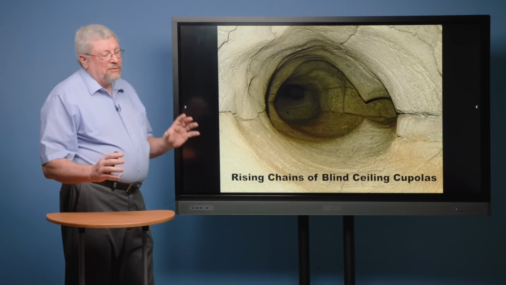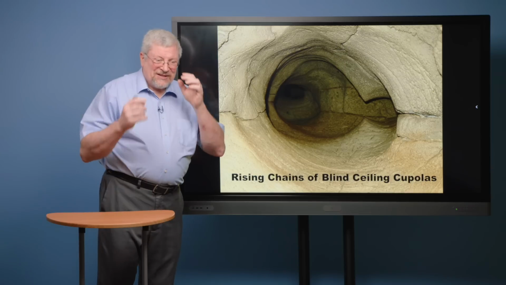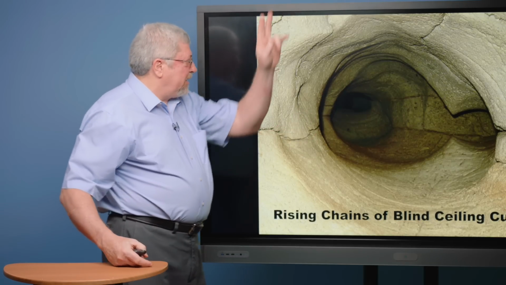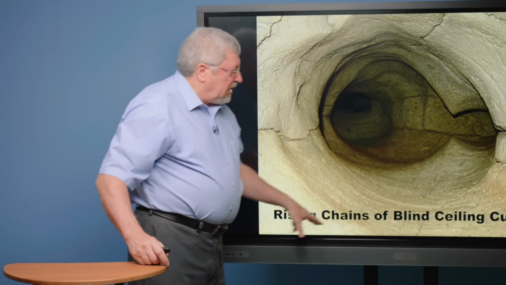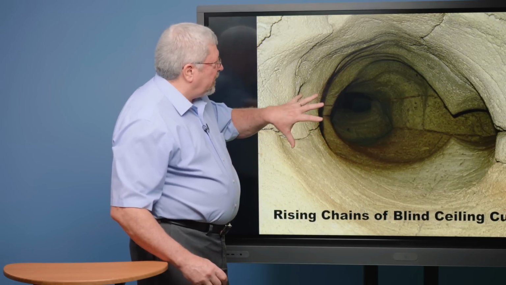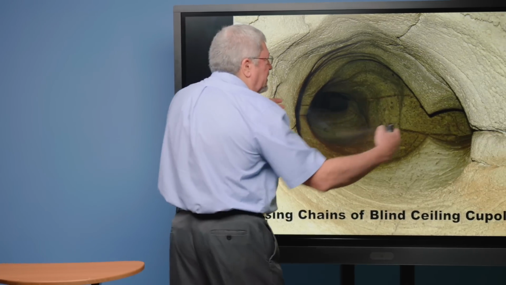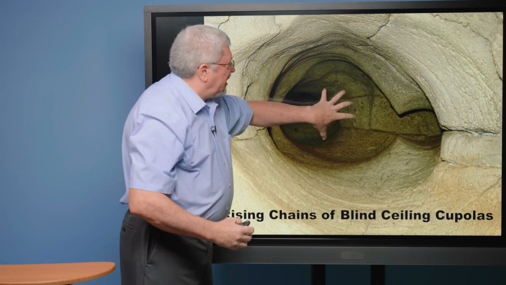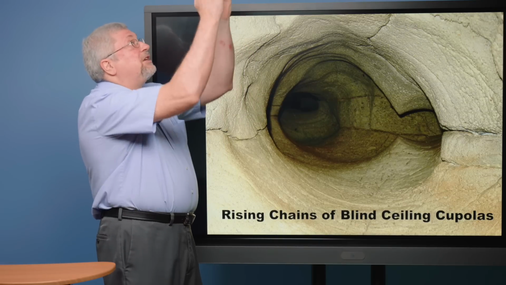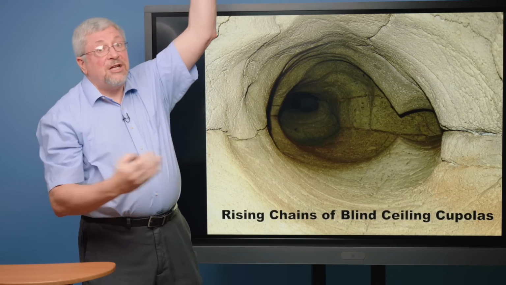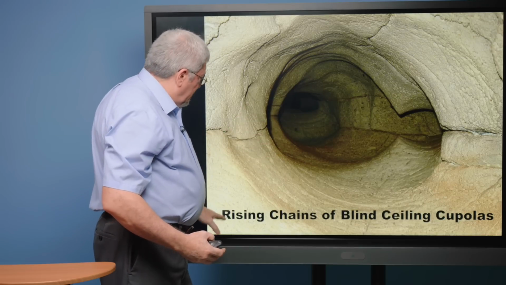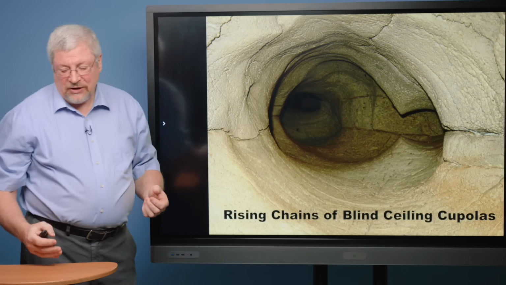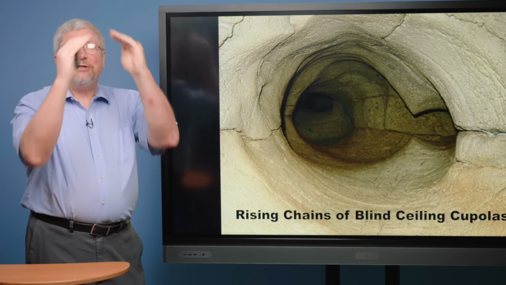One thing, now it's going to be difficult. I've got to explain in all these photographs how to see them. I'm looking straight up in this photograph, straight up into the ceiling. And one of the evidences that he proposed as evidence of hypogene speleogenesis is when you look up, you see these bowls in the ceiling, and then there's a smaller bowl inside that bowl, and a smaller bowl inside that bowl, getting smaller and smaller and farther up, and then they just end. He called them rising chains of blind ceiling cupolas. They're blind in the sense that they don't go anywhere, they just end.